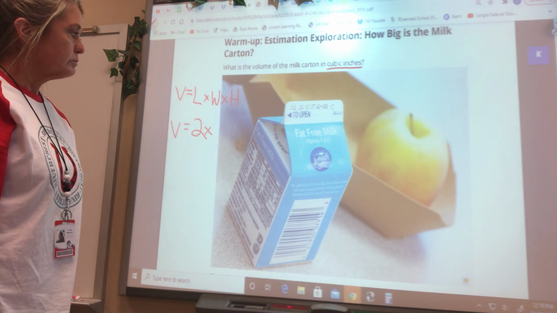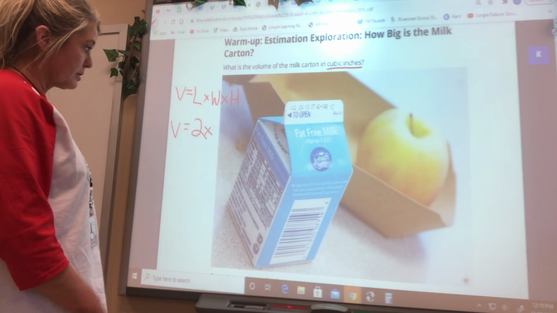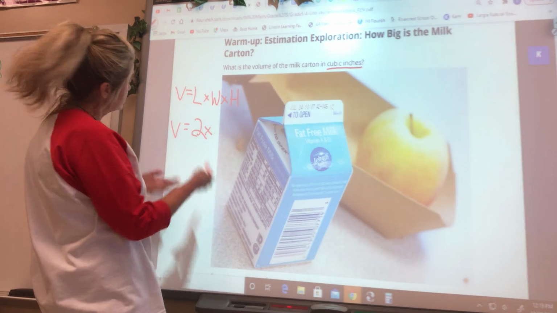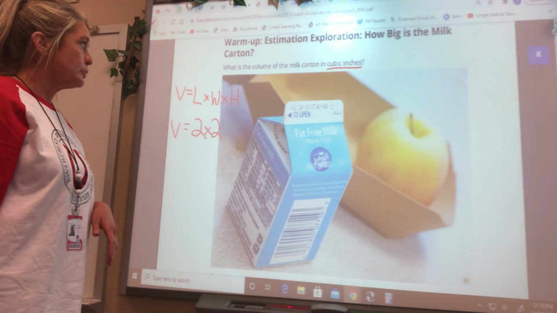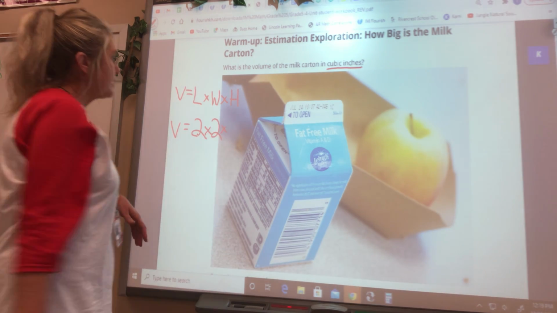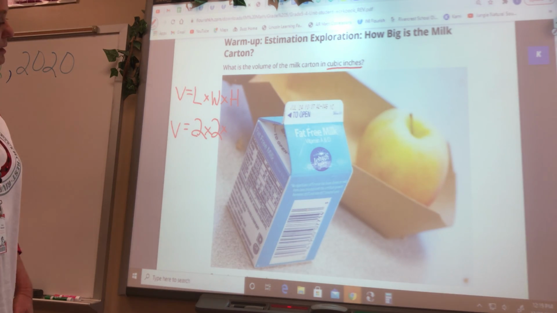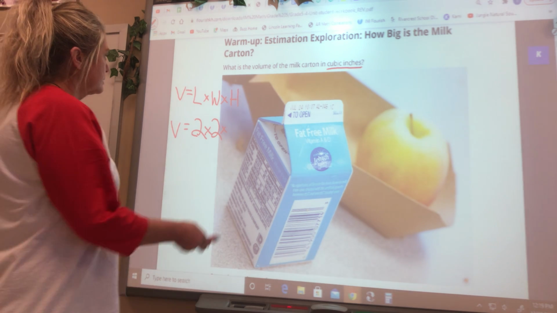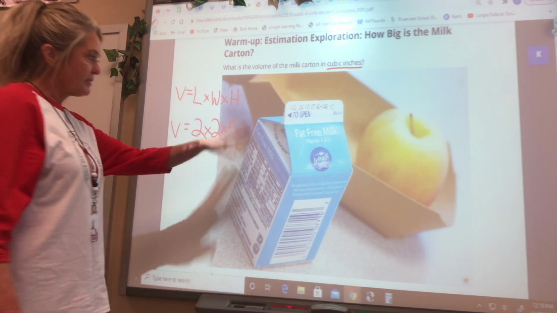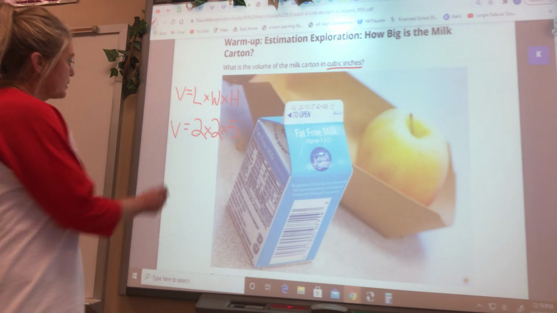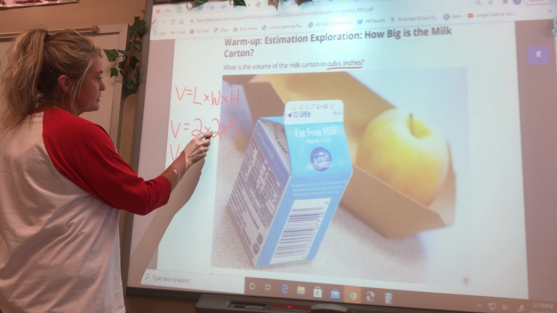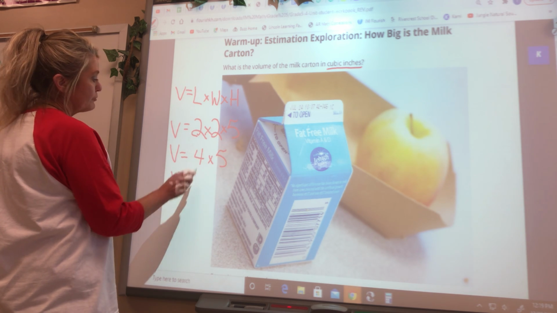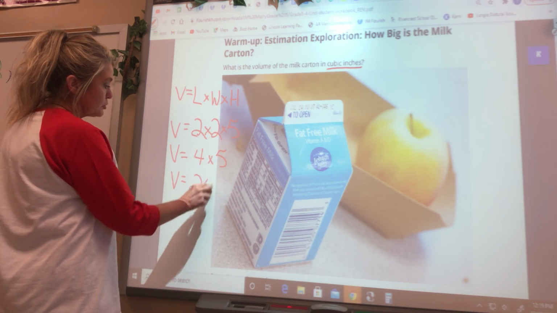Well, we've all had little boxes of milk. We know that they're almost square on the bottom. And it's estimating, so we're gonna say about 2. And then with our height, our little boxes of milk are usually about 5 inches tall. So if we multiply, we have 2 times 2 is 4. And then 4 times 5 is 20.